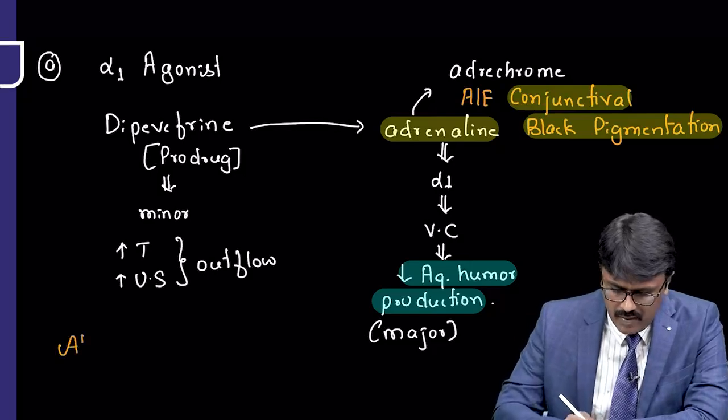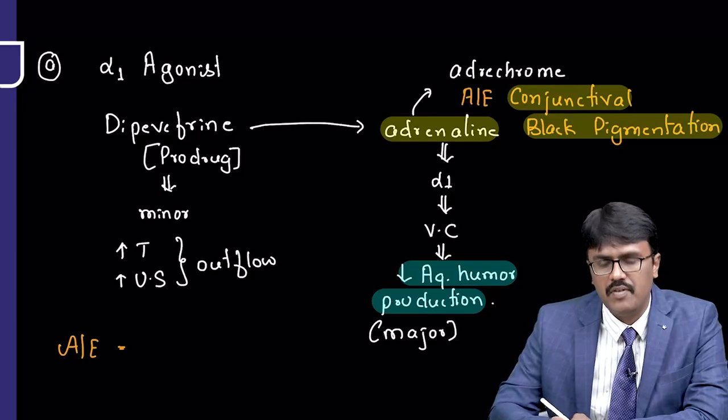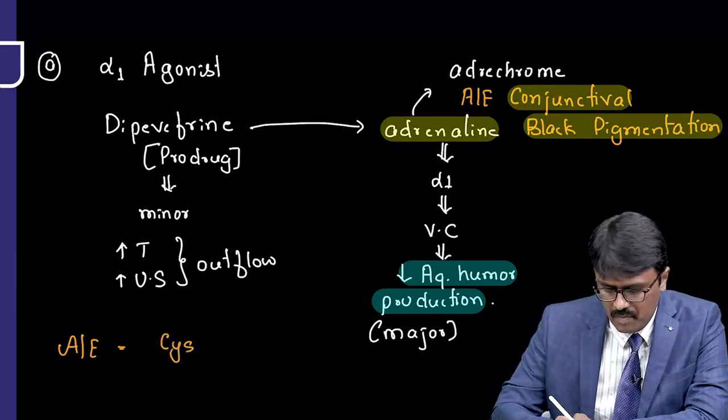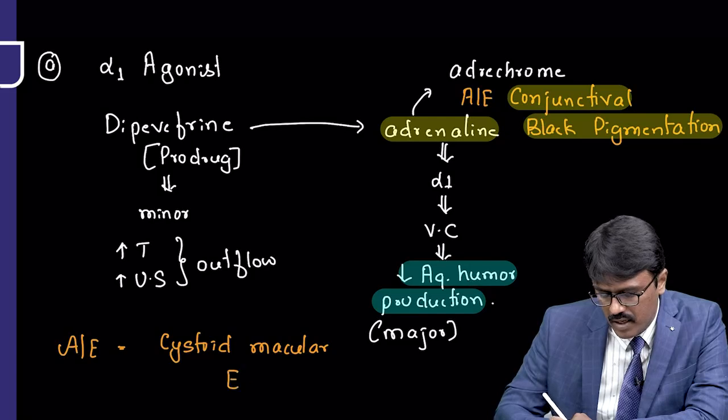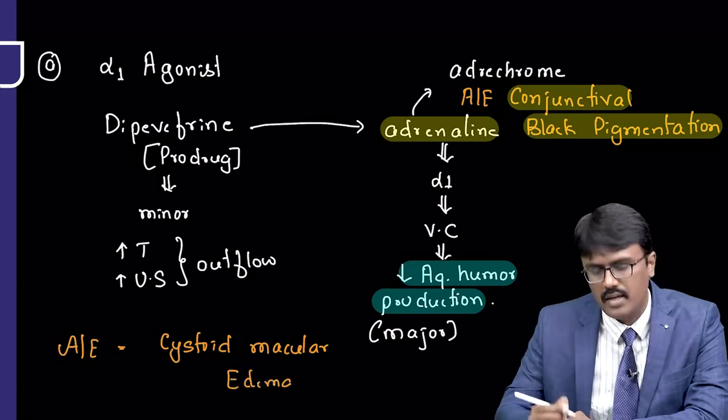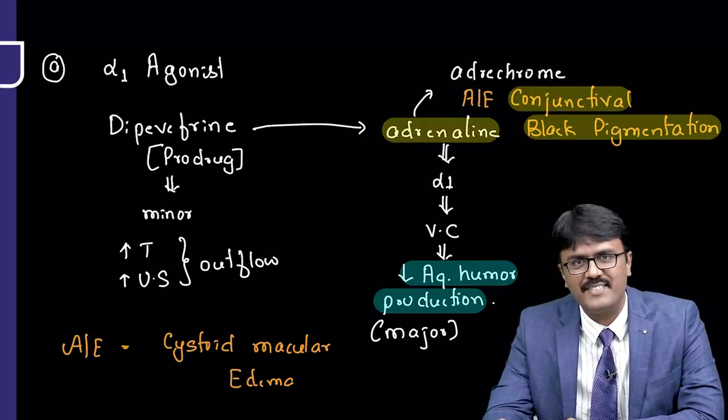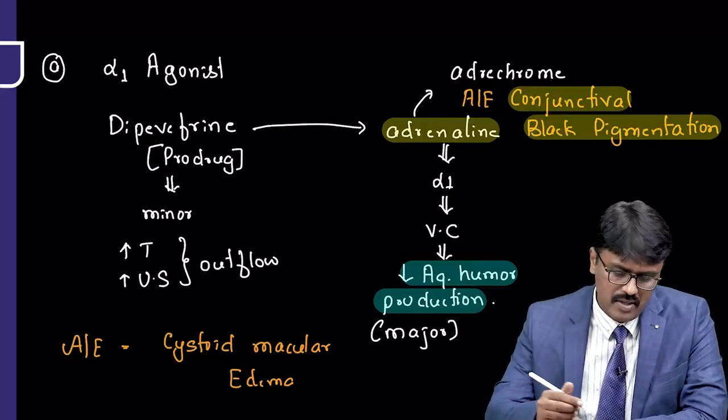Along with that, another adverse effect that can be seen with dipivefrin is cystoid macular edema. So it can produce cystoid macular edema. So the name is dipivefrin. That's the drug. Let me move on to the second class of drugs.